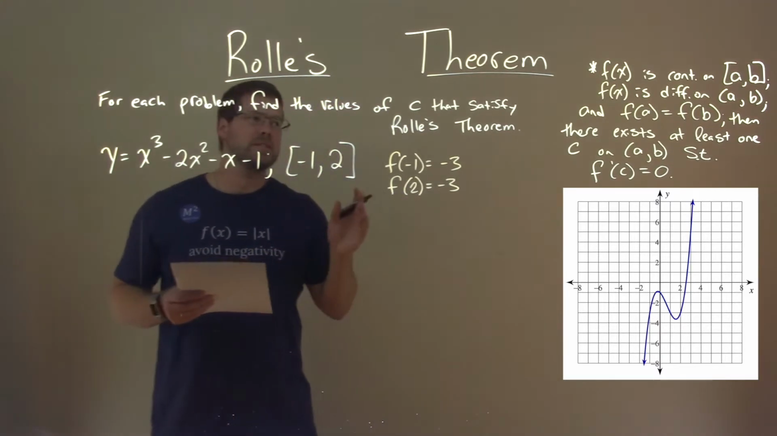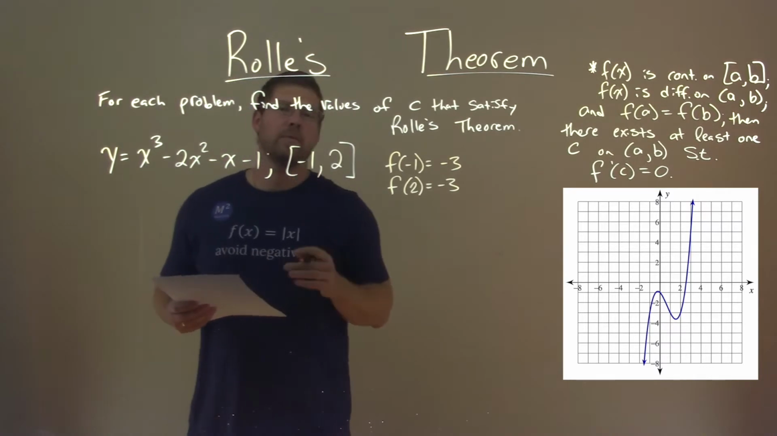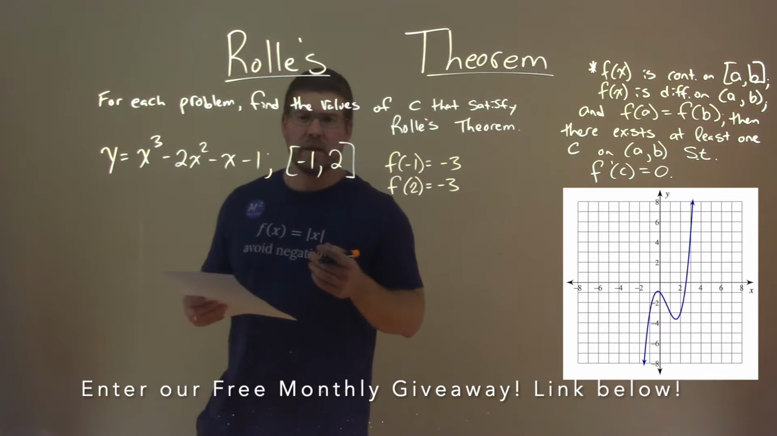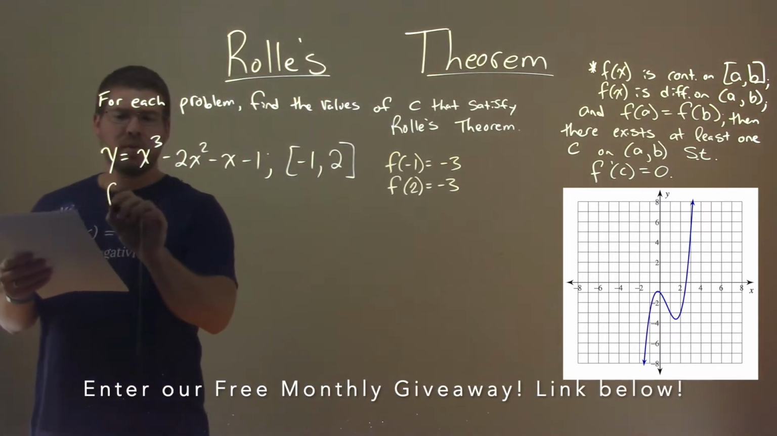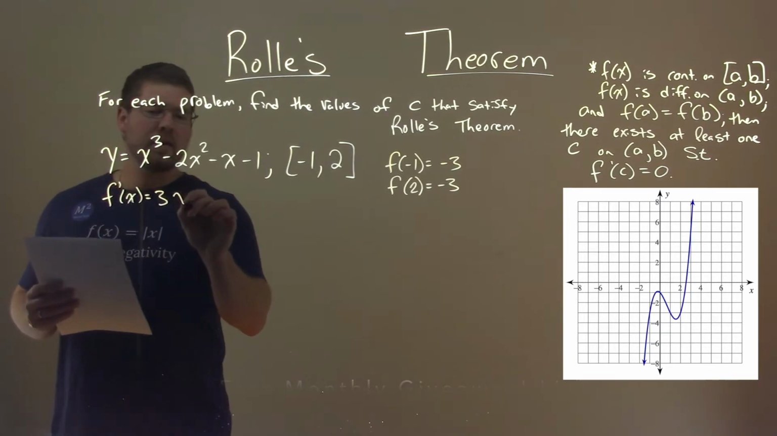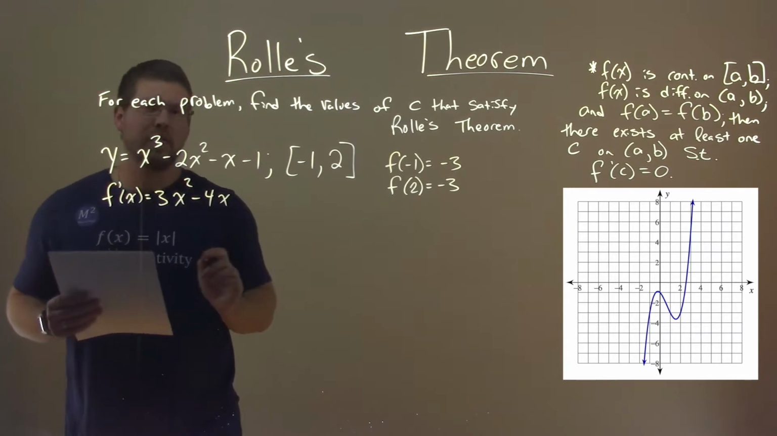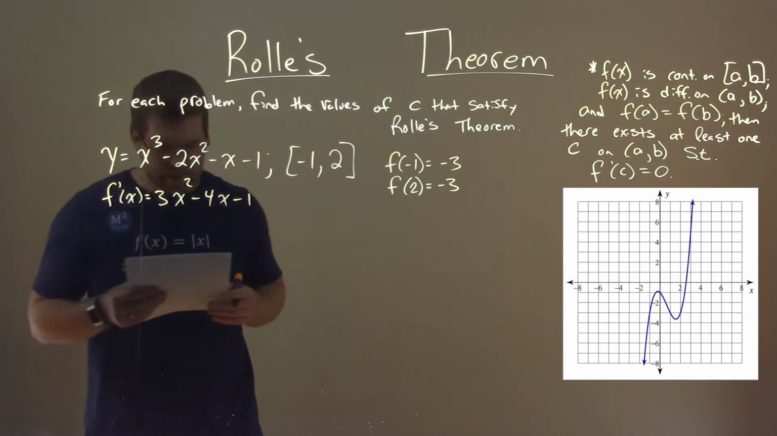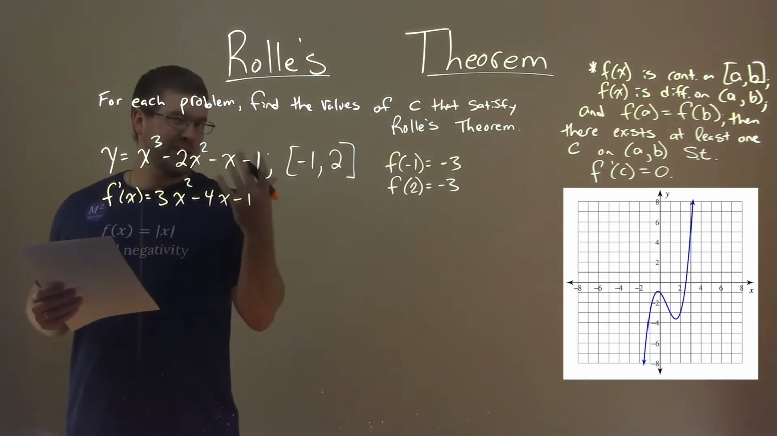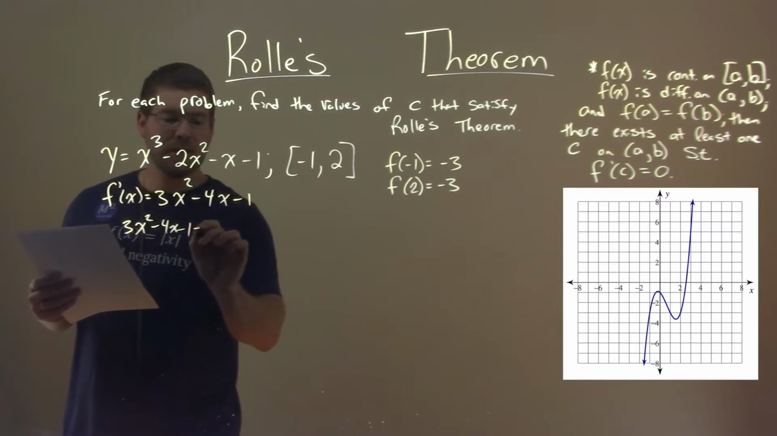Then it tells us there exists at least one c on our interval a to b, such that f prime of c equals 0. So let's go find that c value. Well, the first thing we need to do is find the derivative. So if we want to find f prime of x, power rule: 3 comes down, 3x squared, minus 2 times 2 is 4x, and then the derivative of x is 1, so we have -1 here. With that, we need to set that equal to 0 to find the x value. So we take 3x squared minus 4x minus 1 equals 0.